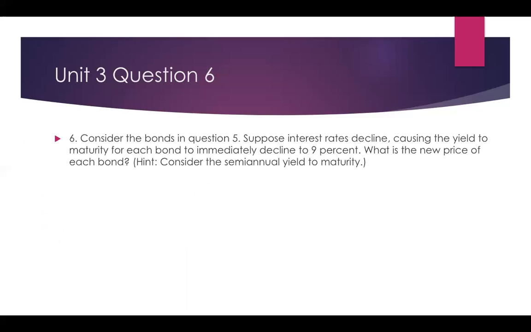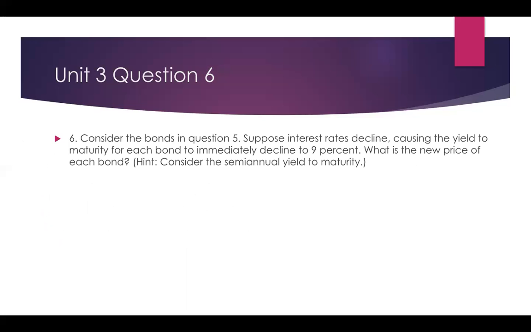All right. So right on to number 6. This is still from Unit 3. Consider the bonds in question 5 and suppose that those interest rates were to decline, causing the yield to maturity for each bond to immediately decline to 9%. What is the new price of each bond?